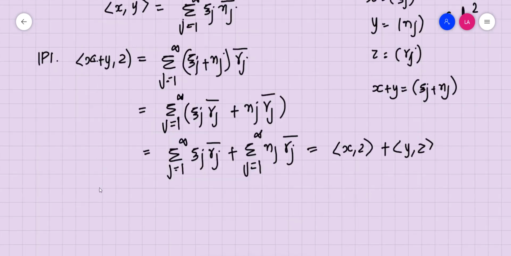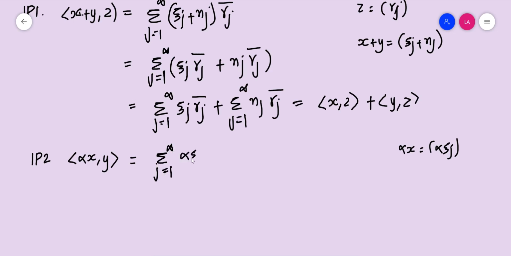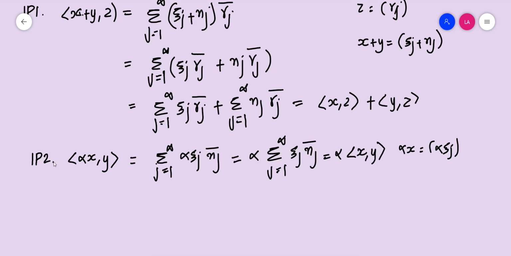So the first property is being satisfied. Moving on to the second property, IP2, inner product alpha x y. Alpha x contains the sequence alpha theta j. So this is summation j is equal to 1 to infinity alpha theta j times gamma j conjugate. So alpha is taken outside, which should be equal to alpha times summation j is equal to 1 to infinity theta j gamma j conjugate, which should be equal to alpha times inner product xy. So the second property also is being satisfied.